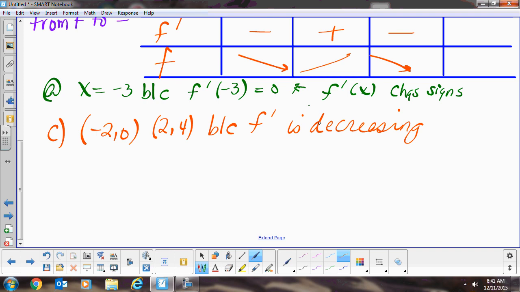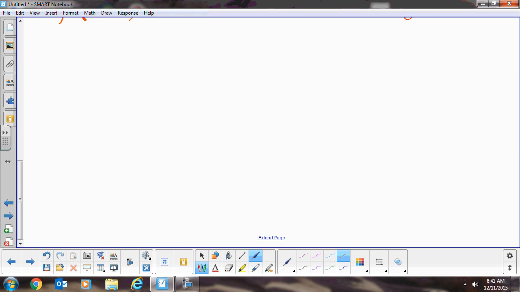Page 80, number 12. Did you need help on 12? Oh my gosh. That's not the asymptotes we did, was it? On the last test. First glance, I thought it was the asymptote. All right. This is number 12.